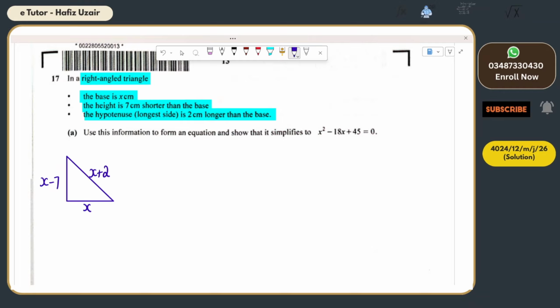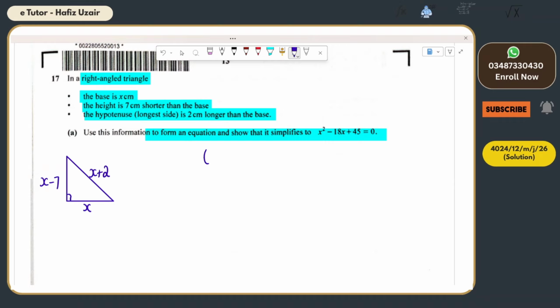All right. What you are supposed to do using this information is show that this equation forms. Now, in a right angle triangle, we can apply the Pythagoras theorem, right? Because we don't have any angle, you can simply use the Pythagoras theorem over here. So what is the hypotenuse? The hypotenuse over here is x plus 2.